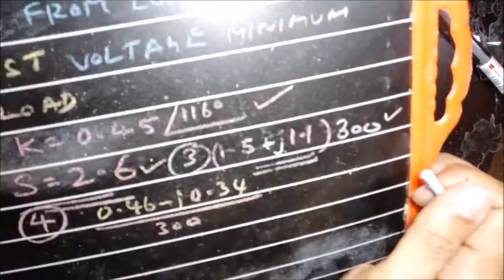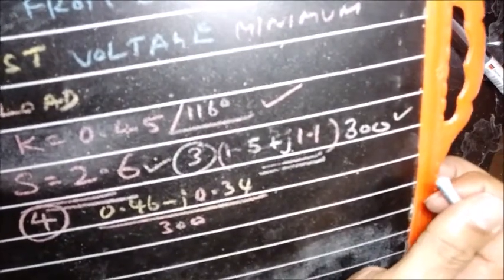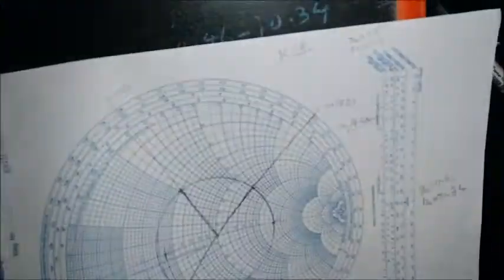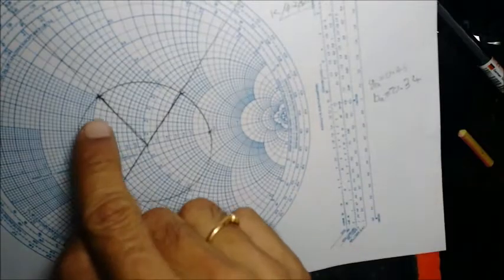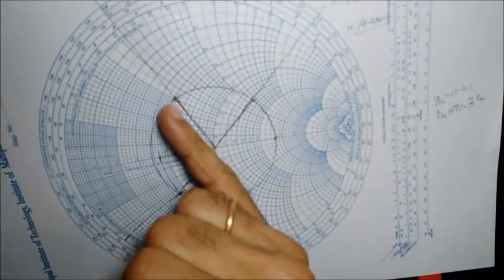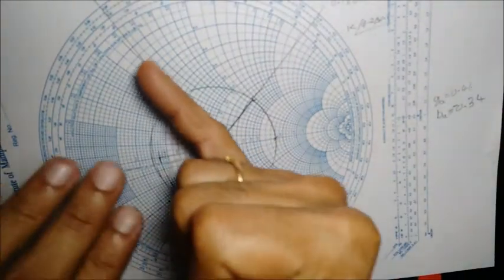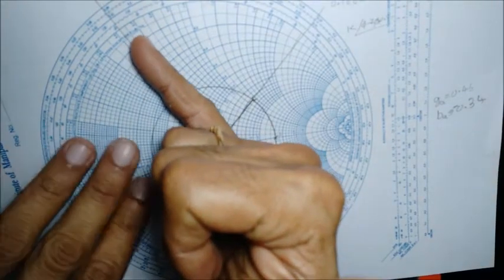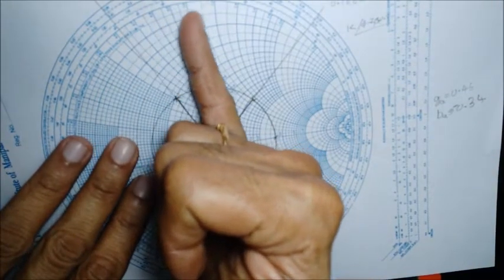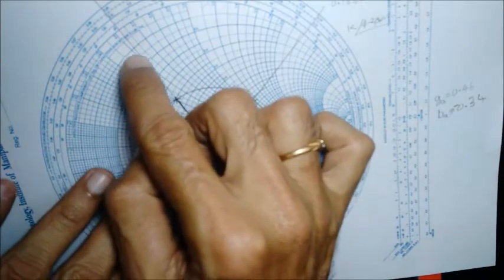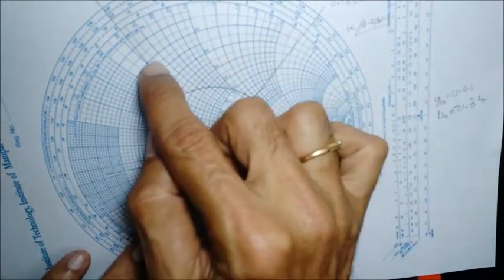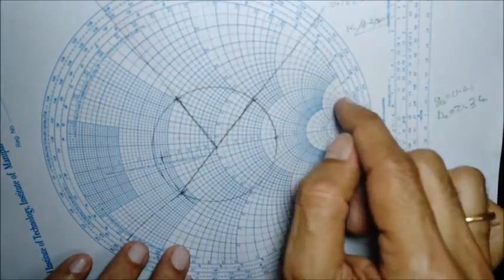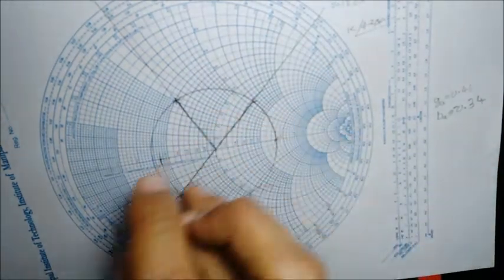And finally, the position of the first voltage minimum from the load. So we bring back the Smith chart. This is the load. You are at the load here, and you have to move away from the load towards the source. So we have to find out the position of the first voltage minimum from the load as we move towards the source or the generator.